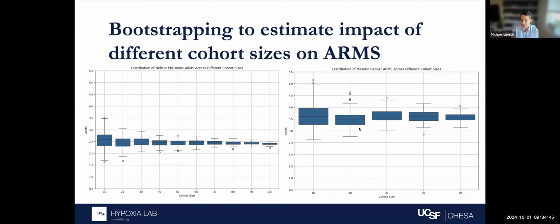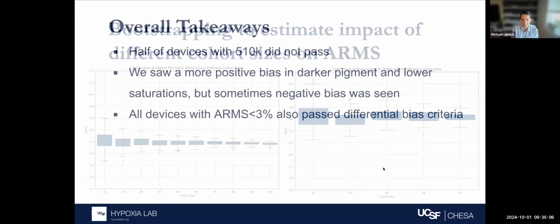And then same thing for the Rad97. We're trying to look at our data in a lot of different ways to get at this question of what is the appropriate cohort size for these tests. When do we have marginal benefit or diminishing returns from increasing sample size? And so that's the intention of a lot of the analyses that we've been trying to do here.